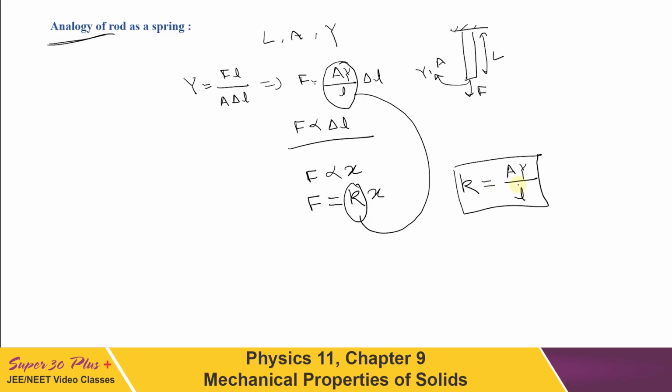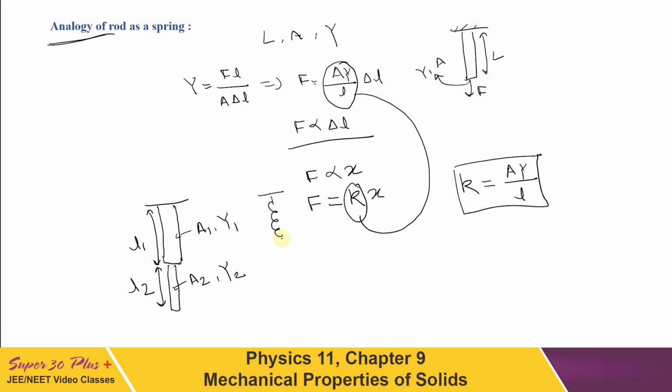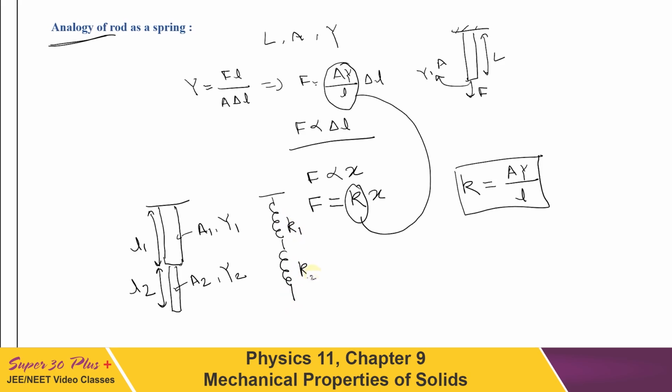Now as the rod behaves like a spring, of course we can consider a combination of wires as a combination of springs also. Let us consider those combinations. If we take this series combination, so one wire being attached to another in this manner, with lengths L1, L2, area of cross section A1 and A2, and Young's modulus Y1 and Y2, then we can consider that this will behave like two springs connected like this, having spring constants K1 and K2.